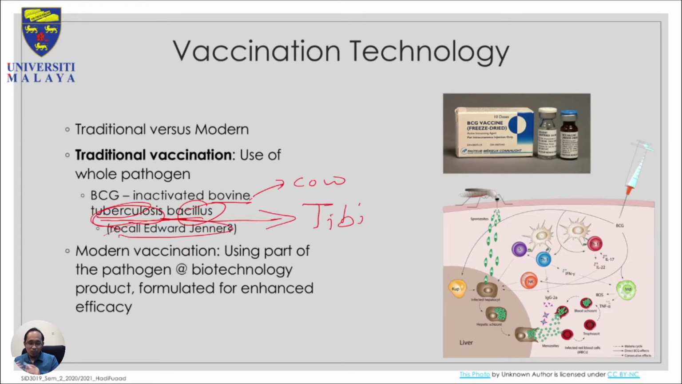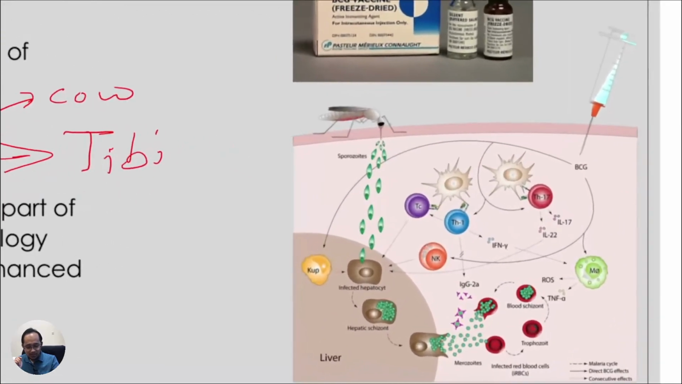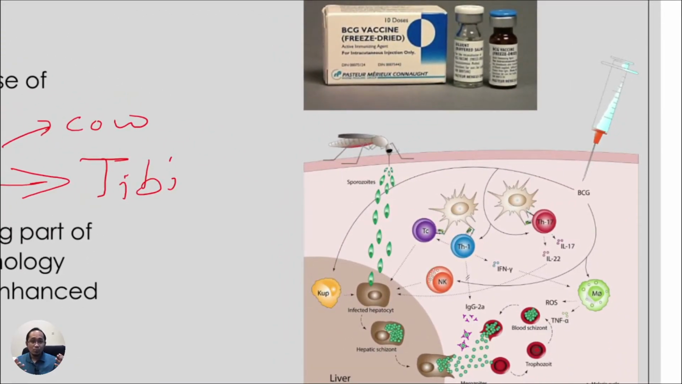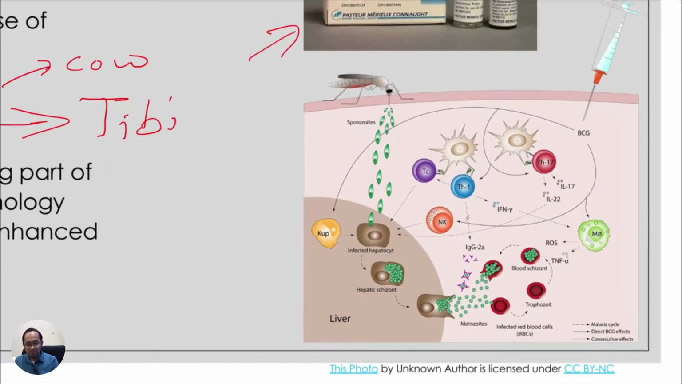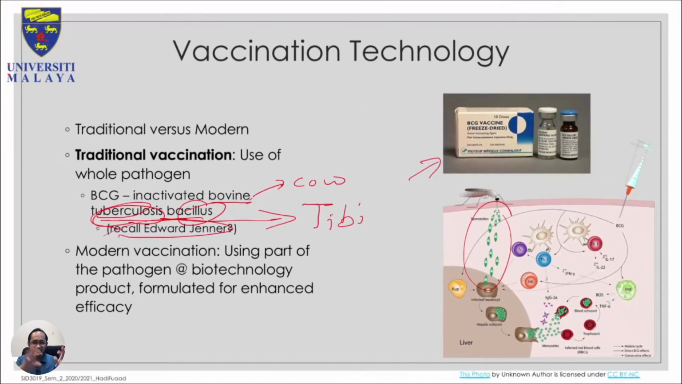So recall Edward Jenner. What is the story behind how Edward Jenner produced vaccines against smallpox? I will probably ask that in the quiz, so do remember. The picture on the right hand side is just showing you how BCG actually acts. That is a sample of BCG vaccines, and this is how BCG vaccines relate to different diseases, but it's just an image.